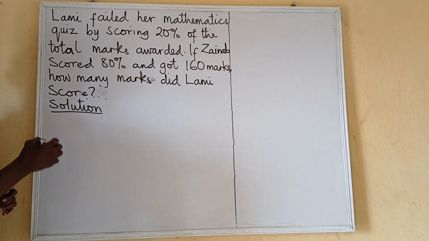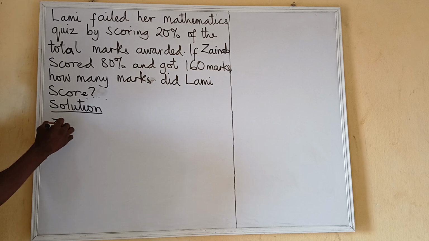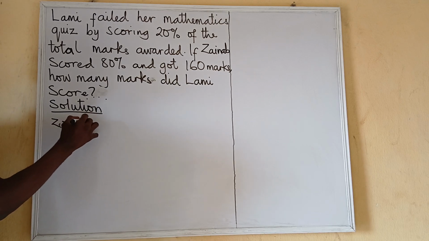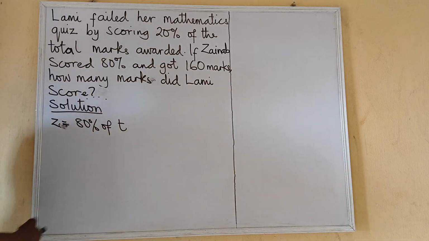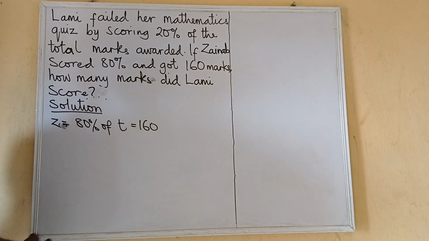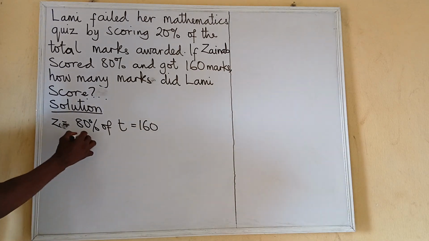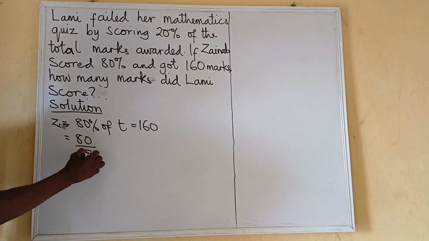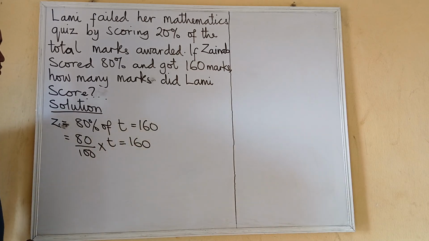To find the total score, we'll first say Zainab got 80% of the total score. Let the total score be T. So 80% of T equals 160. That means 80% will be 80 over 100 times T to give us 160.